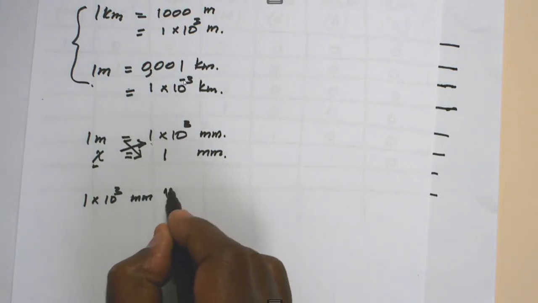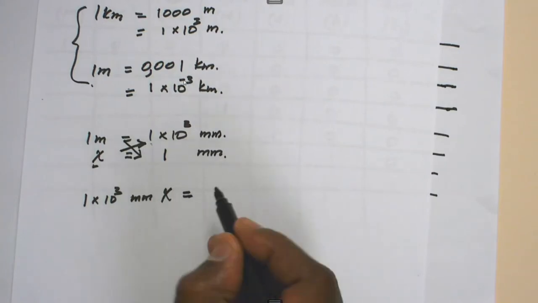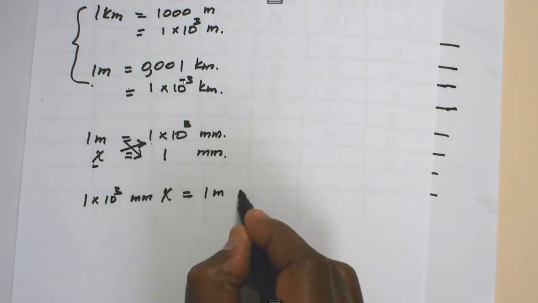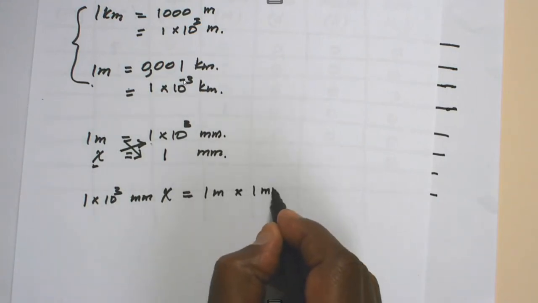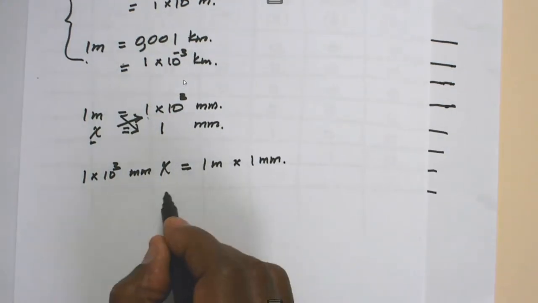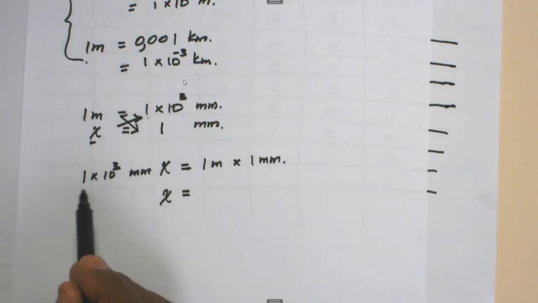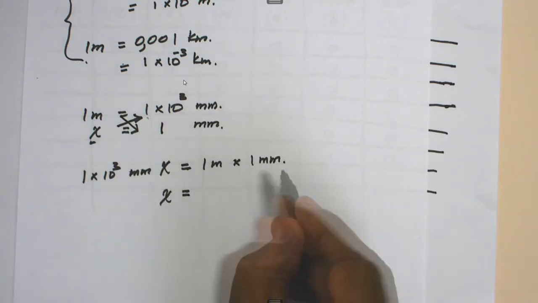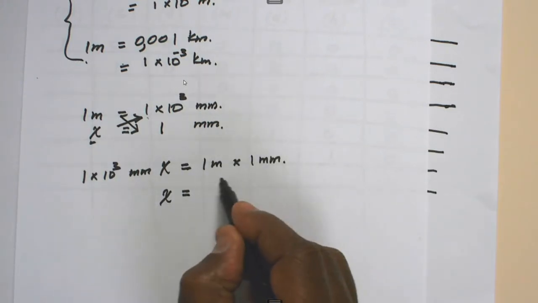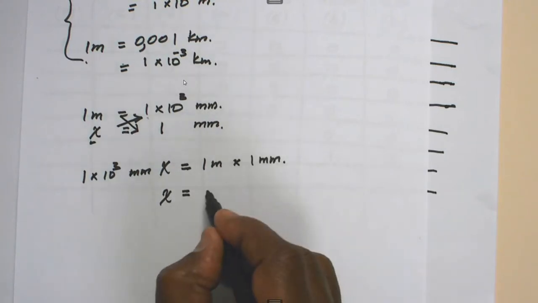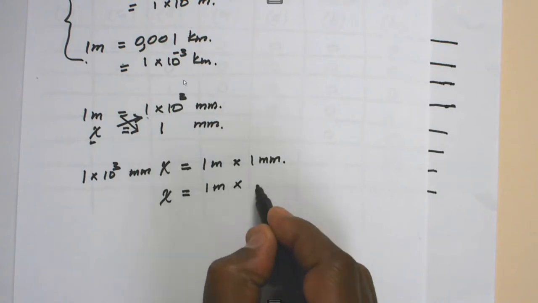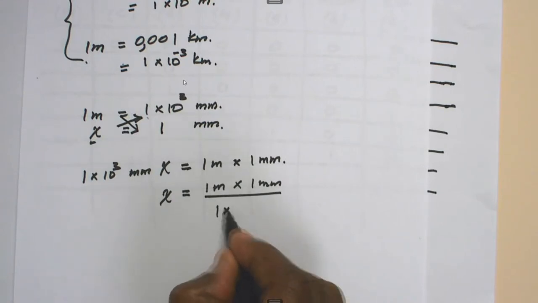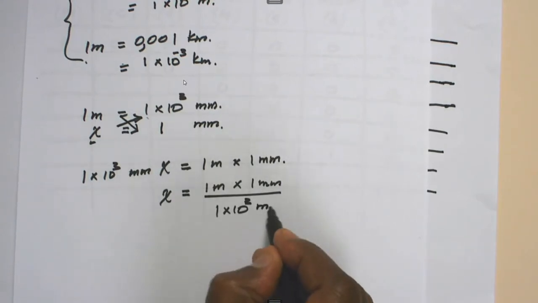Multiply that by x. Then that will be equal to 1 multiplied by 1. So let's write it as 1 meter multiplied by 1 millimeter. Because we want x there, we divide on the left hand side by 1 times 10 to the power 3, and divide on the right hand side by 1 times 10 to the power 3. So this will be 1 meter multiplied by 1 millimeter divided by 1 times 10 to the power 3 millimeters.